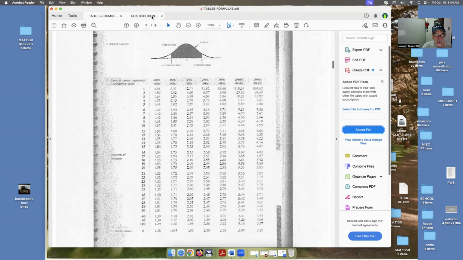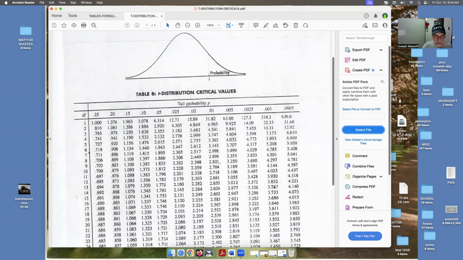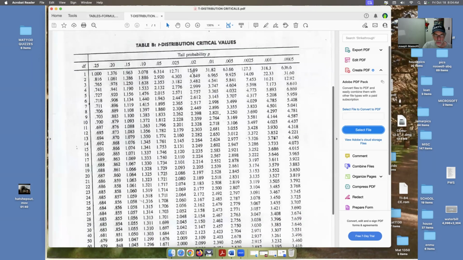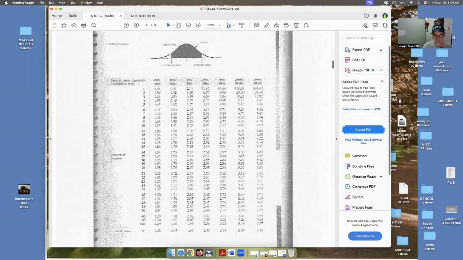I have another one here of this same idea for t distribution critical values. I'll post this one also online. This is the same information as this. This gives us degrees of freedom here on the left-hand side and levels of confidence across the top. And as the sample size increases, remember the degrees of freedom is one less than the sample size.